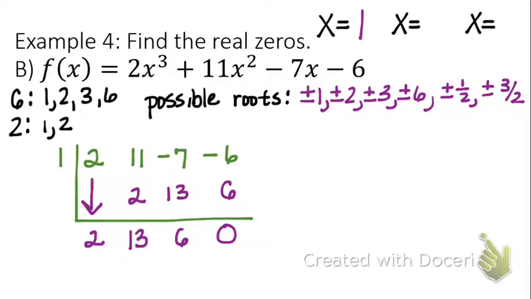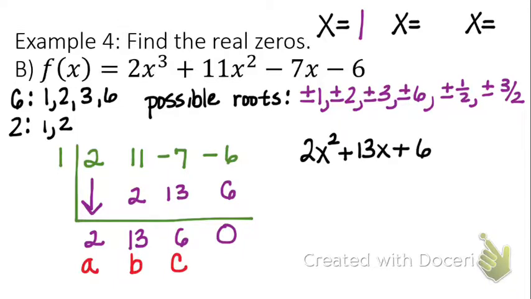So this is a quadratic. This is A, this is B, this is C. So go ahead and factor this down. 2x squared plus 13x plus 6. So you would need to find 2 numbers that multiply to be 2 times 6, which is 12, and add to 13. So go ahead, take a minute, try to factor it, and solve it to get the last 2.